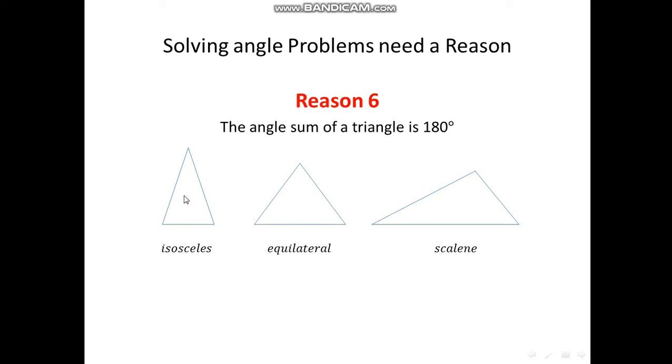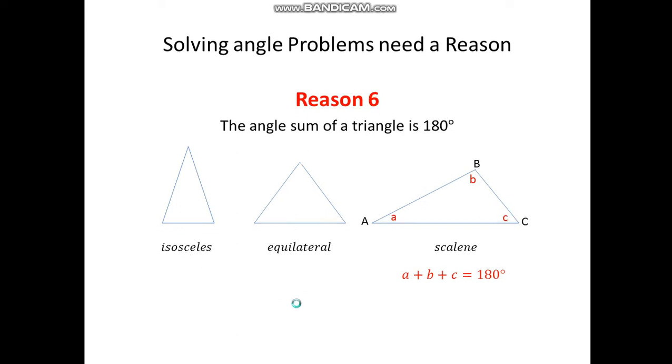In an isosceles, only two sides are equal, the third one is not equal. But all of them have three angles, and these three angles have to add up to 180 degrees. So if we take this triangle ABC, the angles A, B, and C add up to 180 degrees. So A plus B plus C add up to 180 degrees. This goes also for equilateral triangles, for isosceles triangles, for every triangle.